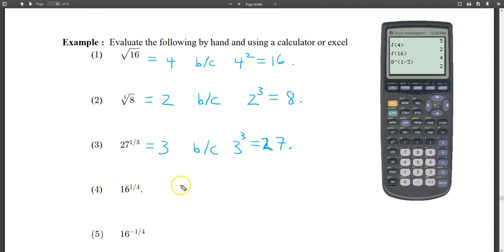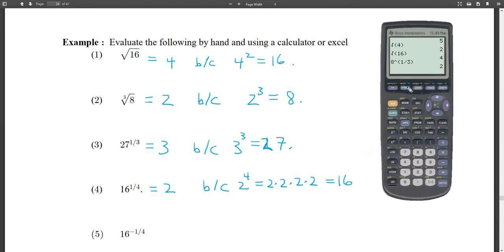16 to the 1/4 power? That's going to be 2, because 2 to the 4th power is 2 times 2 times 2 times 2, and that is 16. Right? That's the same as 4 times 4, or 16.